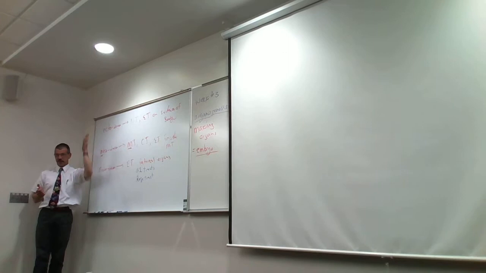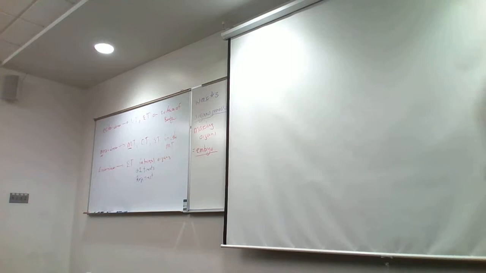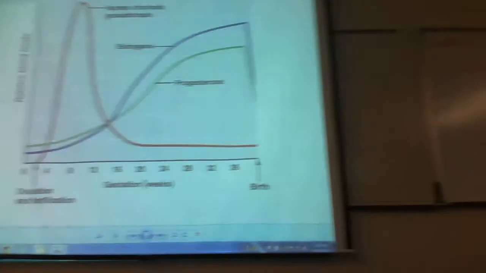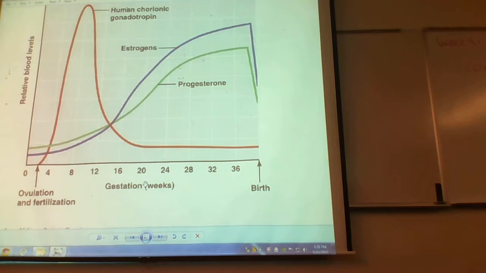Because progesterone is high. Why is progesterone high? How does progesterone know that there's a baby in there? Take a picture of this graph on your phone! Behold, hormones of pregnancy. We're going to learn a new one today, which is the one in brown.